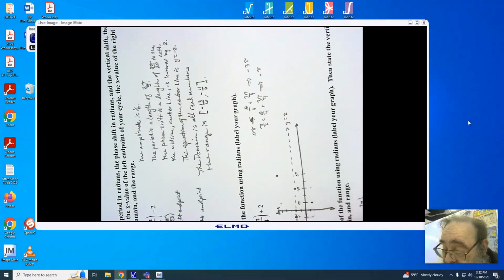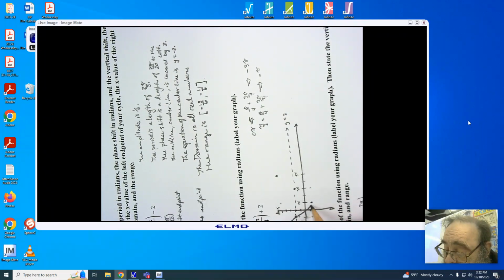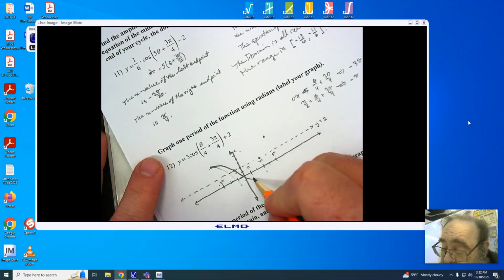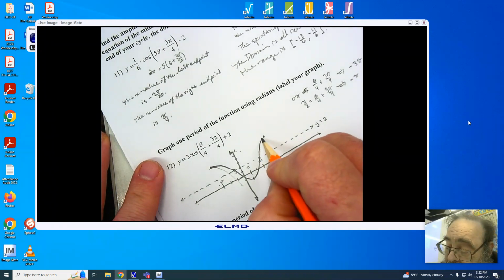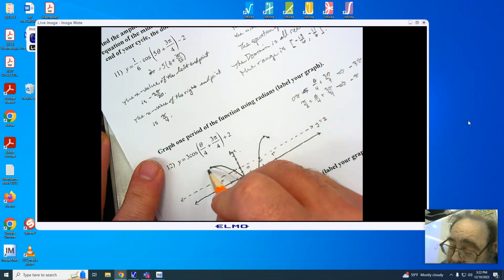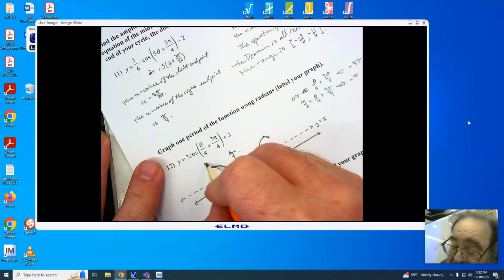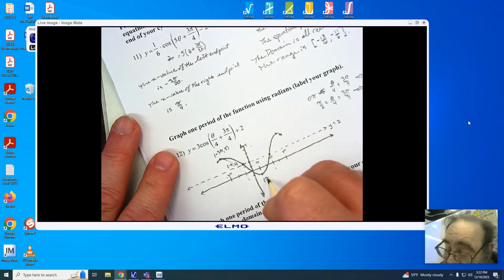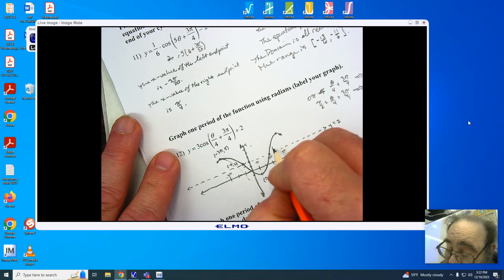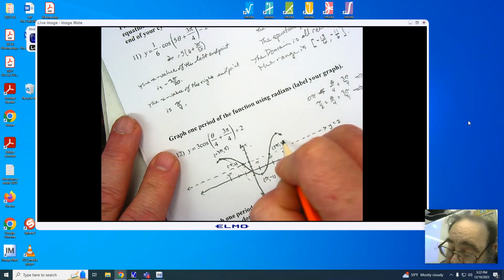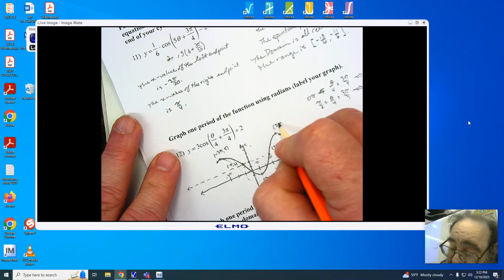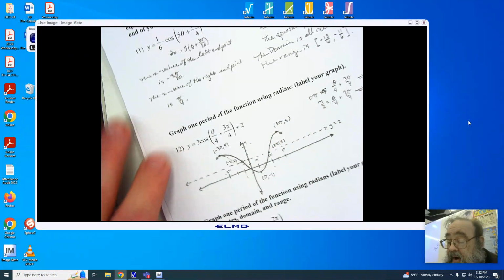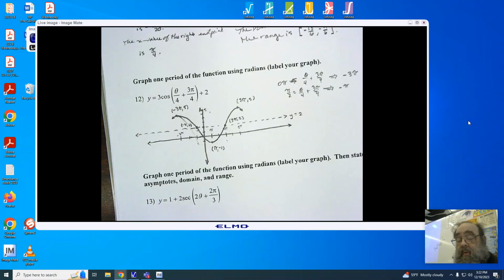Now I can plot my graph. I do have to plot the points and label these points on my graph. So let's put negative 3 pi, comma 5. This would be negative pi, comma 2, pi, negative 1, 3 pi, comma 2, 5 pi, comma 5. And there's my graph. Woohoo!